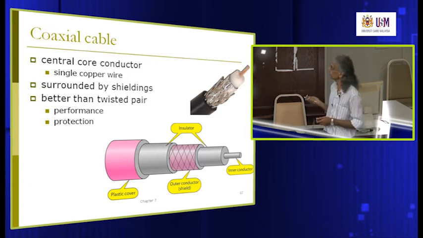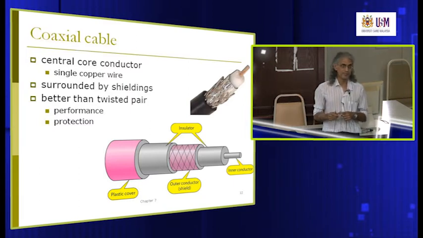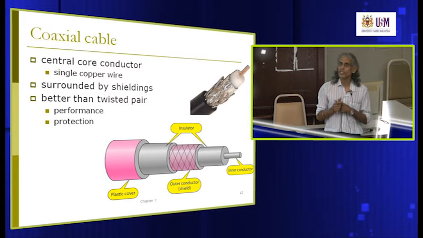Because this particular coaxial cable has multiple layers of protection, it is better than twisted pair in terms of performance. It can transmit data at a higher rate, it has a higher bandwidth, and it also does not lose data so much compared to twisted pair cables.